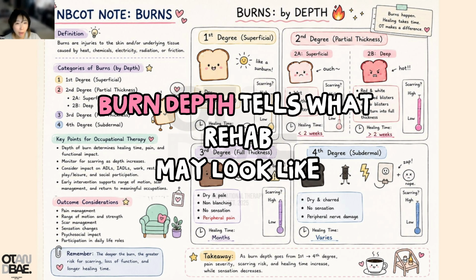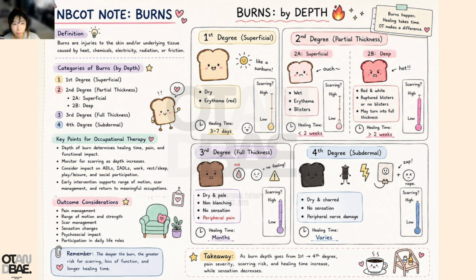Because burn depth tells us what rehab might look like, right? A first degree burn, maybe some education and symptom management. A superficial partial thickness burn, protect the wound while maintaining function. A full thickness burn, now we're thinking about graft protection, positioning, splinting, scar management, range of motion, and eventually helping the client return to meaningful occupations. So understanding burn depth helps us understand what the client may need, not just medically, but also functionally.